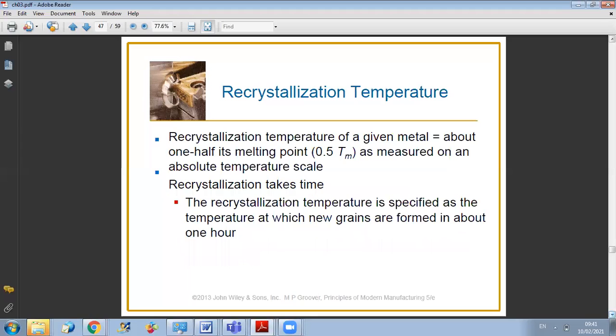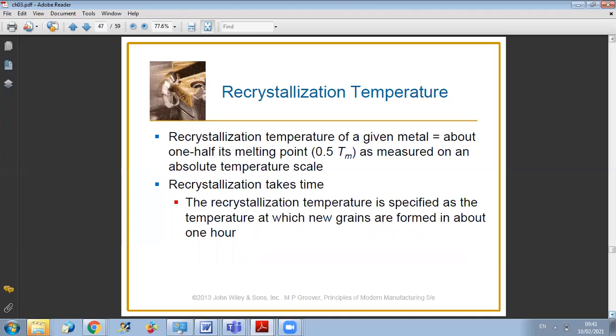Okay, now what is the definition of recrystallization temperature? The recrystallization temperature of a given metal is about 1/2 of its melting point, measured on an absolute temperature scale. So in general, we reach recrystallization temperature before melting, at half of melting, because we are still in the solid state, but we will have formation of grains that are not, if you want, held together in a very solid way, as is the case for cold temperature. So in this case, it will be easier to deform the material.